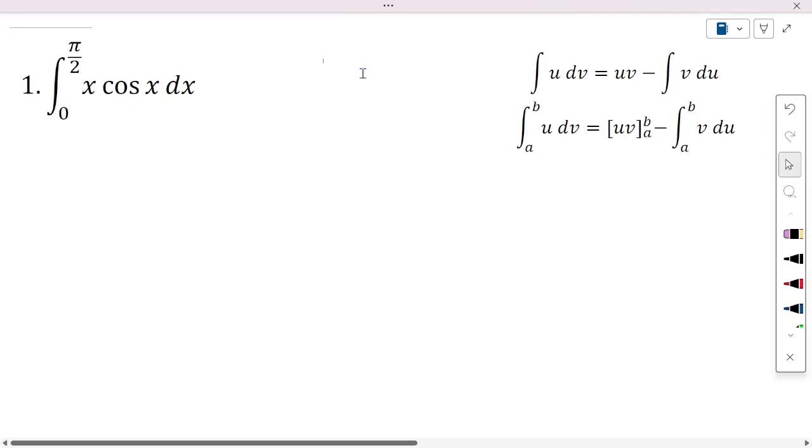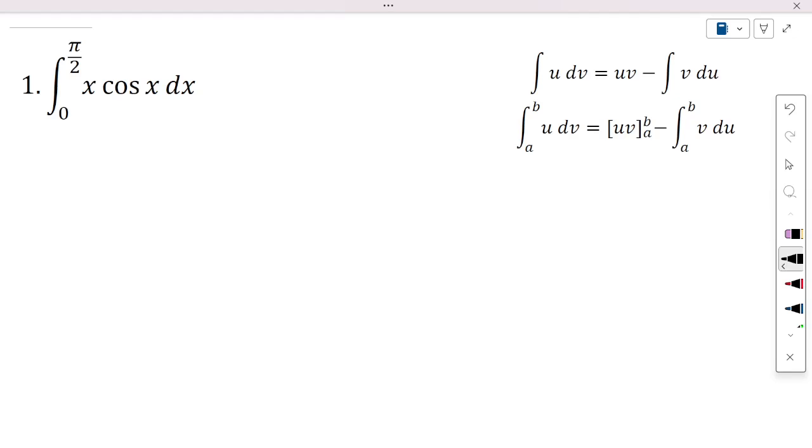For this first one over here, what do we have? We have the integral with the lower limit 0 and the upper limit of pi over 2, with the integrand of x multiplied by cosine x with respect to x. So that's what we have right now. Now, remember in the introduction when I said that we need to assign new variables, which are u and dv.